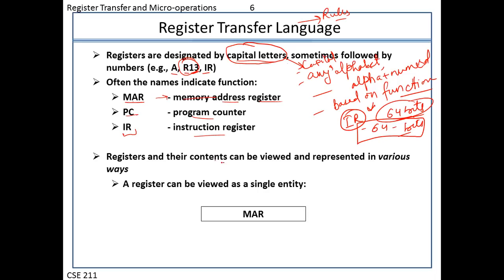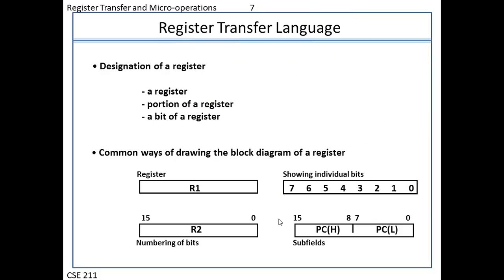Now the next is that resistors and their contents can be viewed and represented in various ways. How are we able to understand that it is a resistor and what content is available within it? There are a number of methods. The very first is that we can use it as a single entity like this. I have simply designed a rectangular box and named this resistor: it is a memory address resistor. Whenever I need to refer to any data within the memory, I first need to get the address value which is present in this resistor.